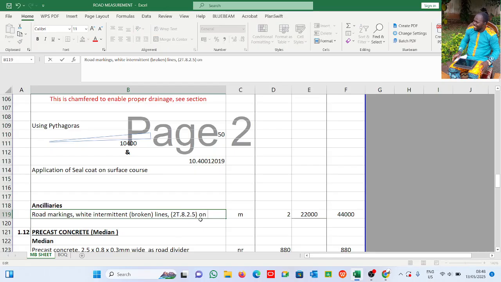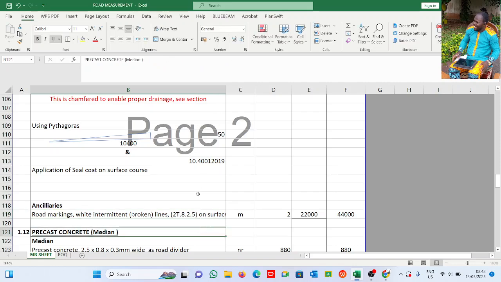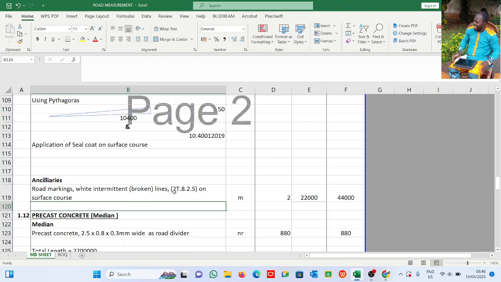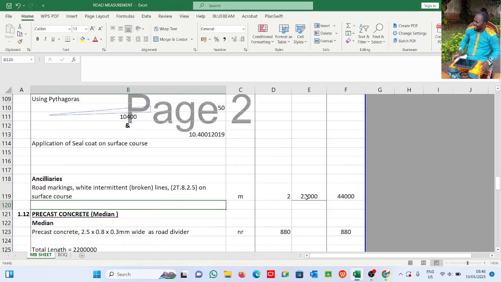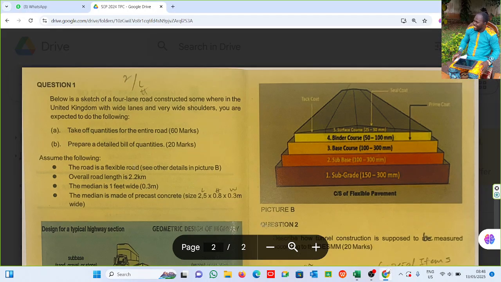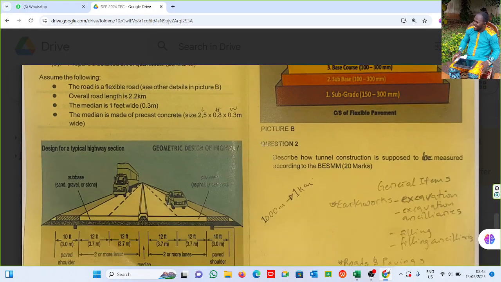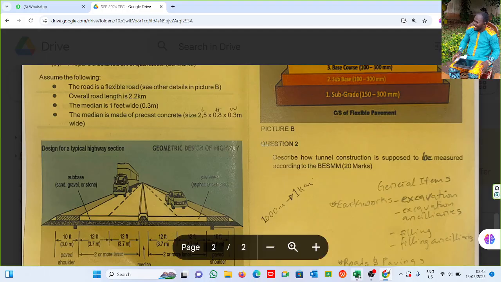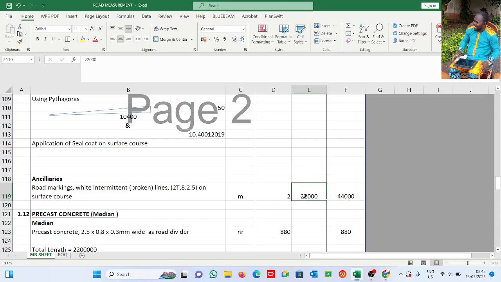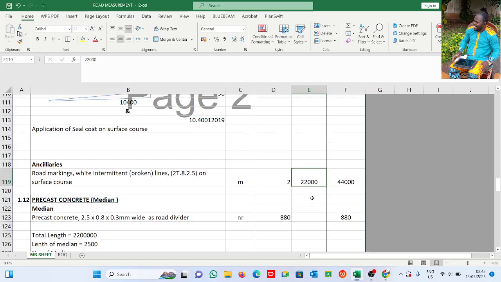On surface course, it is in linear meter. I have it on both roads. How many markings are there? 1, 2. So that's why I multiply by 2. This is the total length of the road.